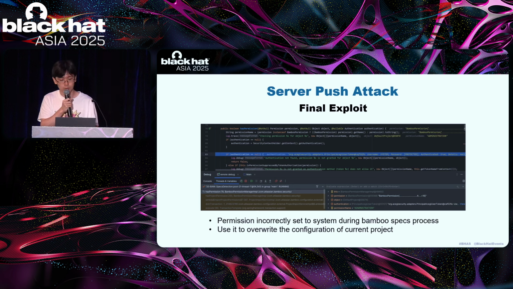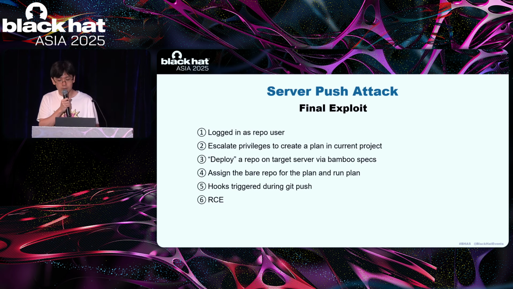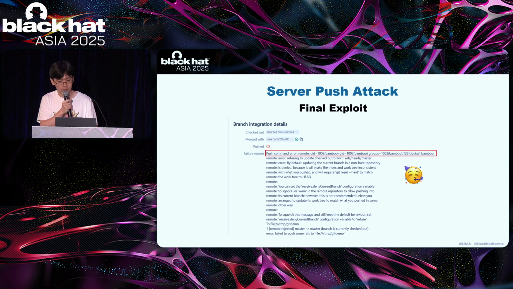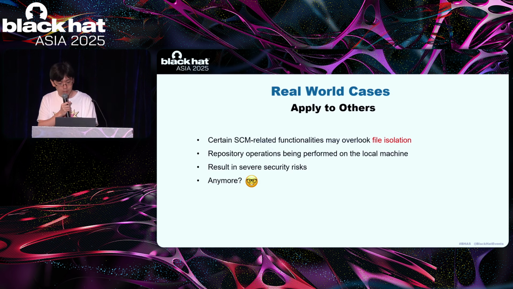We can use it to overwrite any configuration of a given project. By combining all these steps, we finally achieved RCE. And here's a screenshot of the command execution. The Bamboo case teaches us that certain SCM-related functionalities may overlook file isolation, so repository operations being performed on the local machine can result in severe security risks.